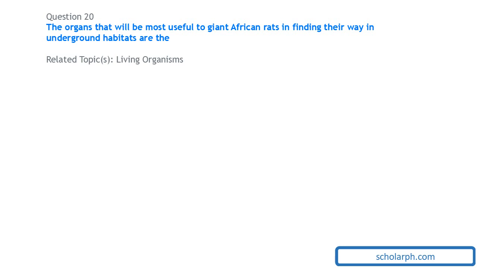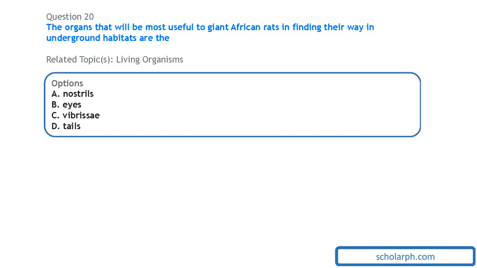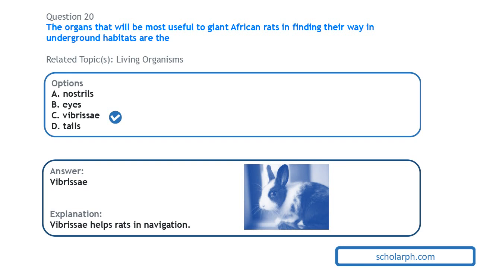Question 20 on living organism. The organs that will be most useful to giant African rats in finding their way in underground habitat are the vibrissae. The vibrissae is used in rats for navigation, for finding their way.